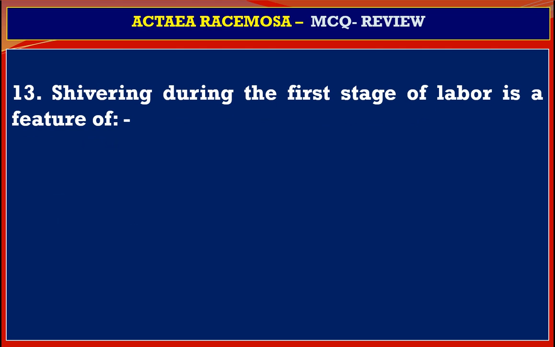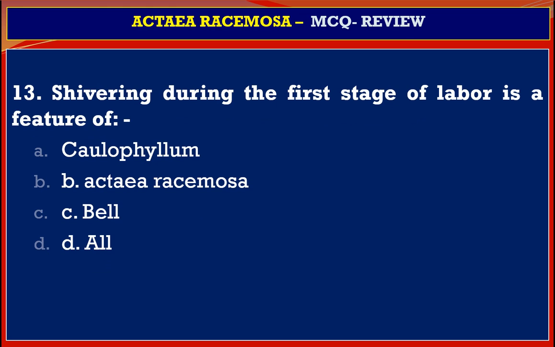The 13th question is shivering during the first stage of labor is a feature of variables. We have A. caulophyllum, B. Actaea racemosa, C. belladonna, and D. all of above. Answer is B. Actaea racemosa.